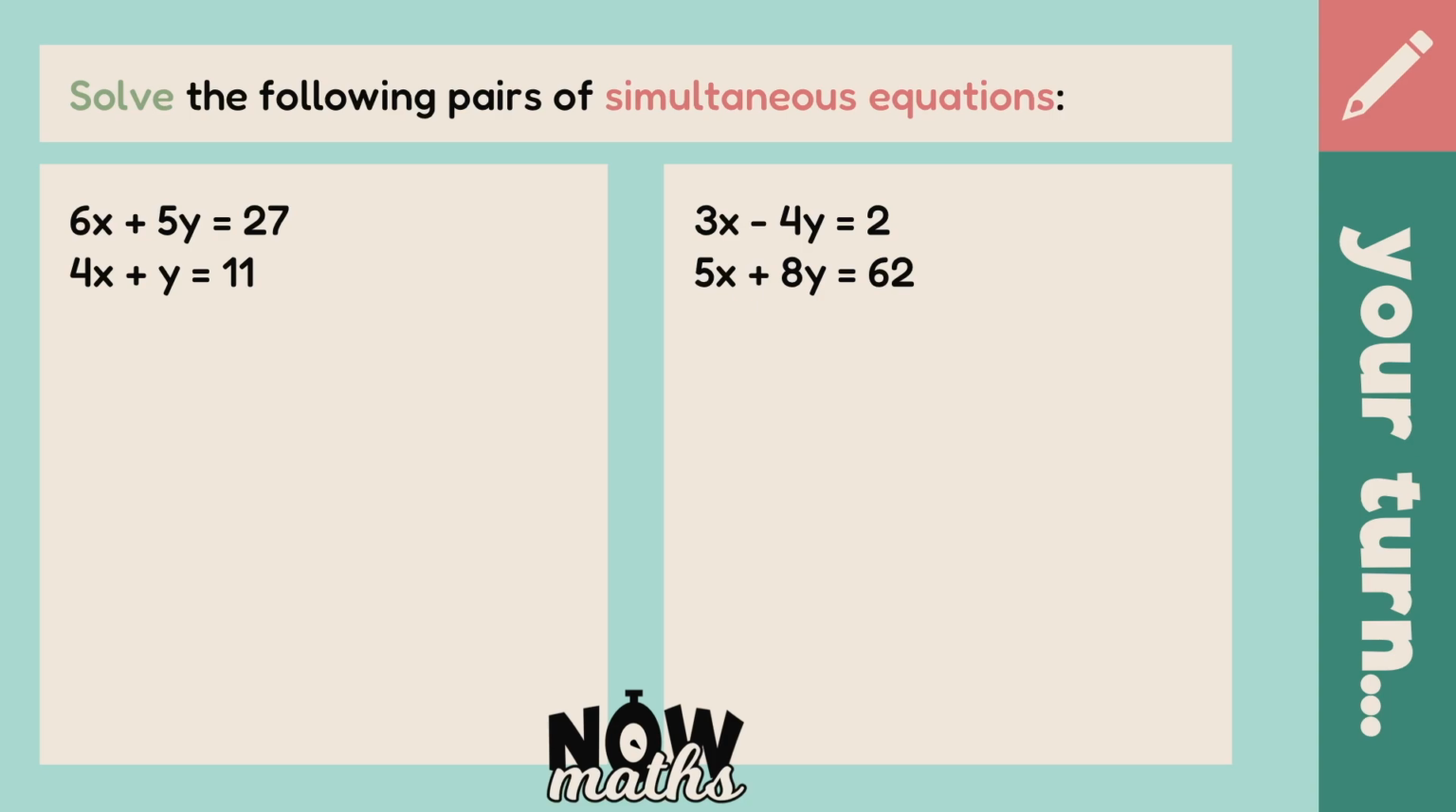So for our first pair of equations, if we look at the coefficients of x, 4 is not a factor of 6. If we look at the coefficients of y, one of them is a 5y and the other is a 1y. 1 is a factor of 5, and if we multiply y by 5, we get 5y. So we're going to multiply the entire bottom equation by 5. So starting off with 4x multiplied by 5, which is 20x. Then y multiplied by 5 is 5y. And finally, 11 multiplied by 5 is 55.